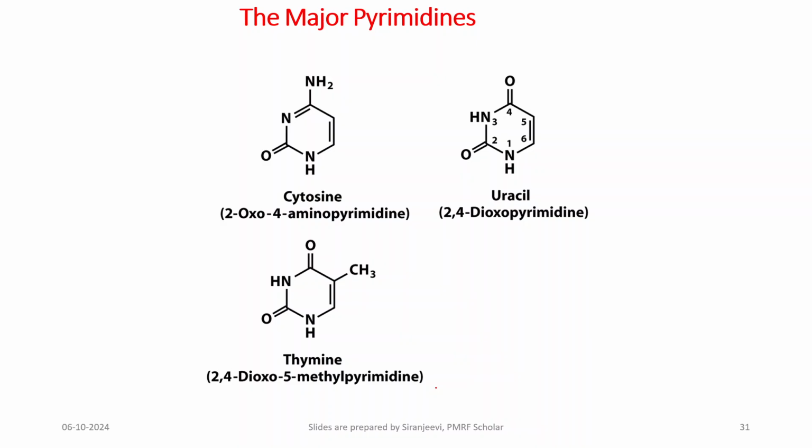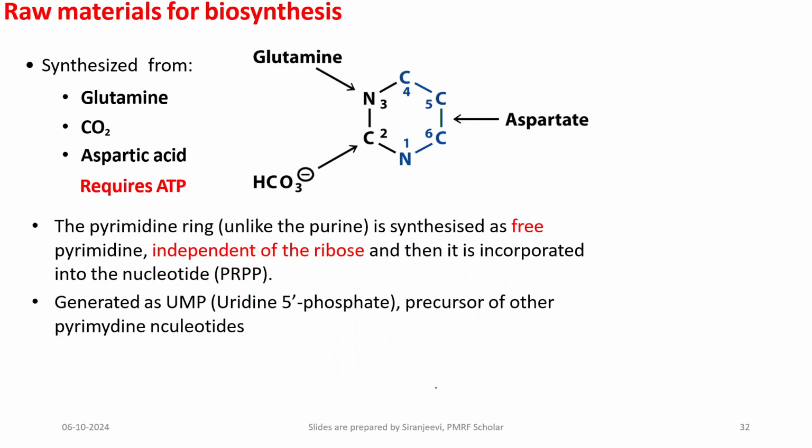The next topic that we see is pyrimidine metabolism. The pyrimidines are cytosine, uracil, as well as thymine in the body. The raw materials needed for pyrimidine synthesis are three: glutamine, carbon dioxide, and aspartic acid, which requires ATP for its synthesis. And this is quite different from the previous metabolism that we have seen. That is, ribose is needed in the case of purine synthesis, whereas in pyrimidine synthesis, it is not required as a PRPP.